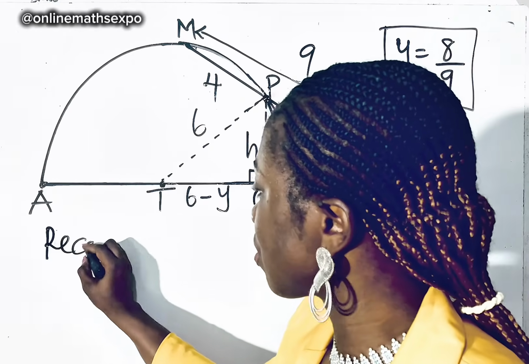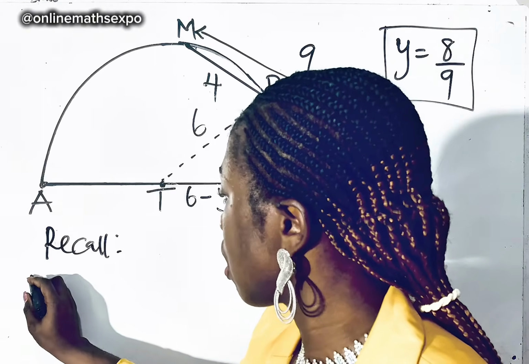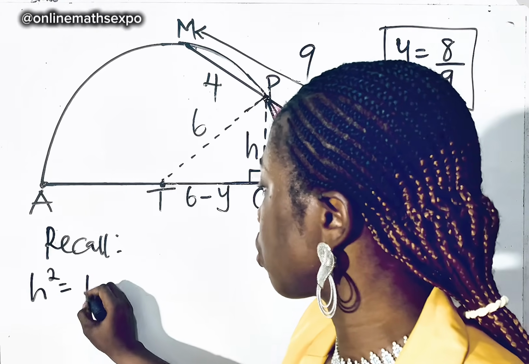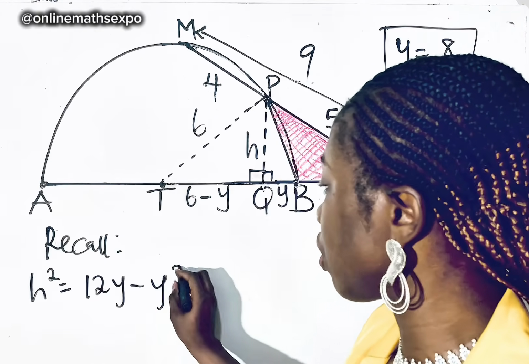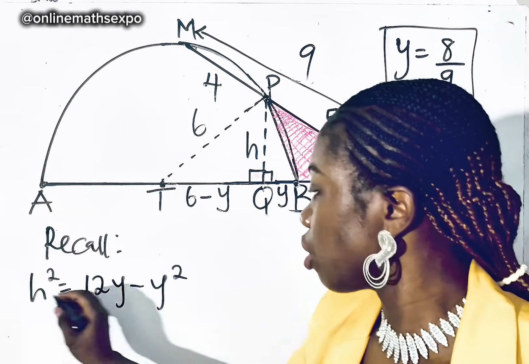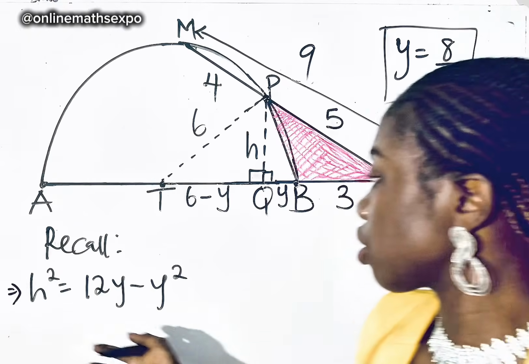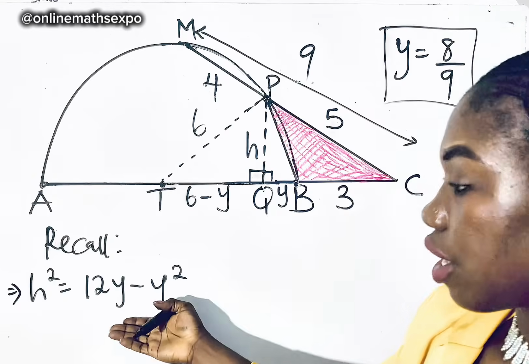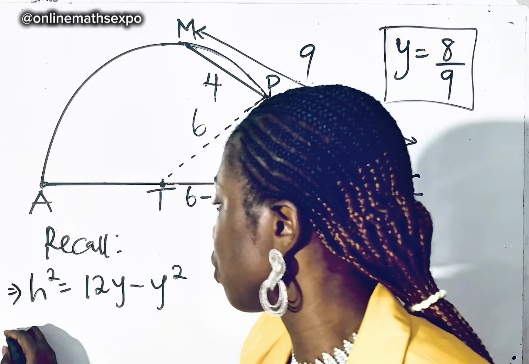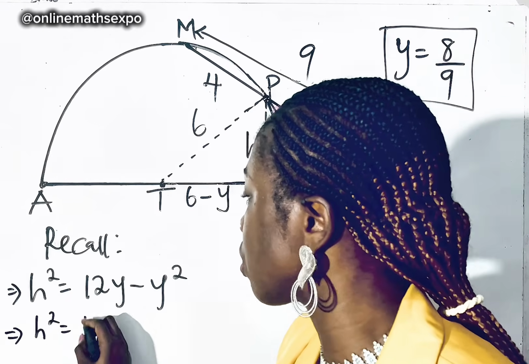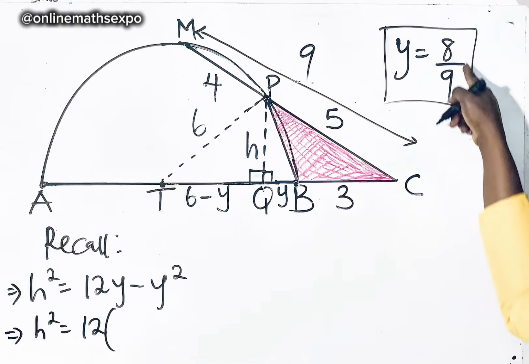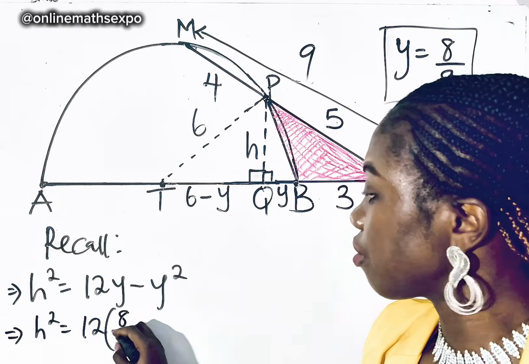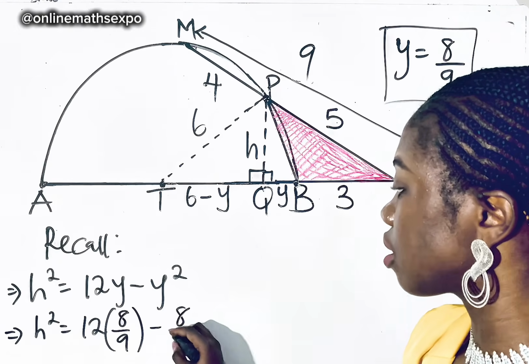Let's recall we left a statement. We said h squared is equal to 12y minus y squared. So what should we do? We are going to now substitute this y here to get h. If you do that, you will have h squared is 12 multiplying 8/9, minus 8/9 all squared.